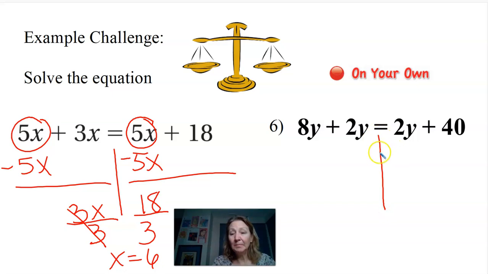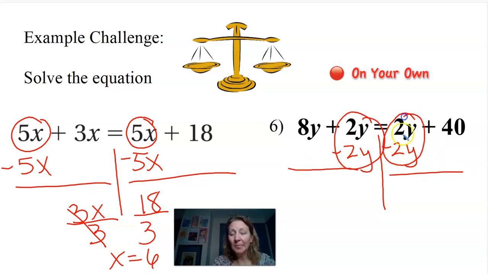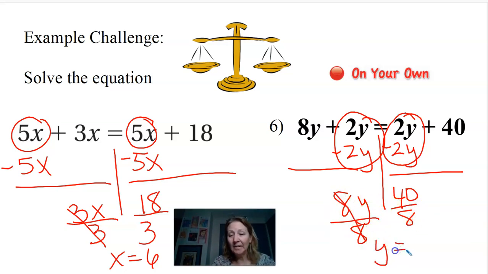Hopefully you're going to notice that both sides have a 2y, so I'm going to subtract 2y. I make a zero pair, and I end up with 8y equals 40. The opposite of multiplying by 8 is dividing by 8. That cancels out, and I get y equals 5.